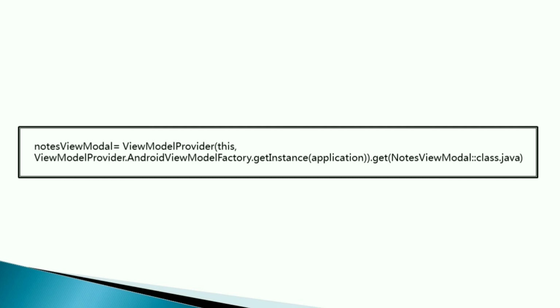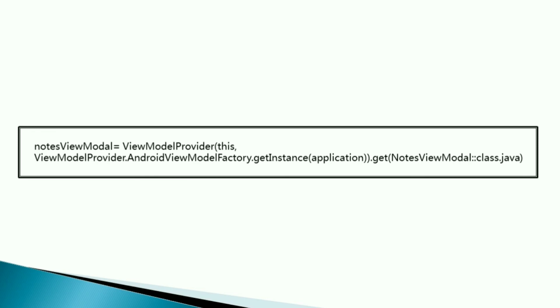This method requires parameter of type Application class. It is the base class for maintaining global application state. The Application class or your subclass of the Application class is instantiated before any other class when the process for your application or package is created. We are passing application object as argument to this method. Next, we are closing argument passing to method getInstance. Now we have instance of ViewModelProvider class.